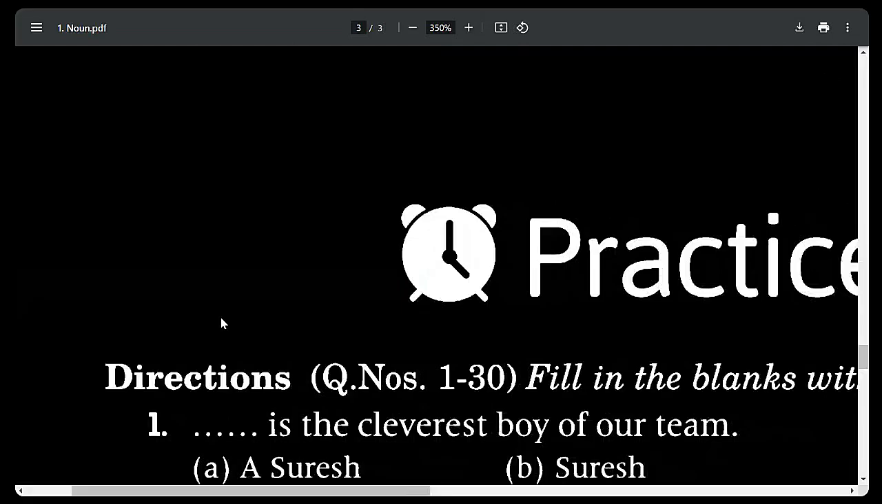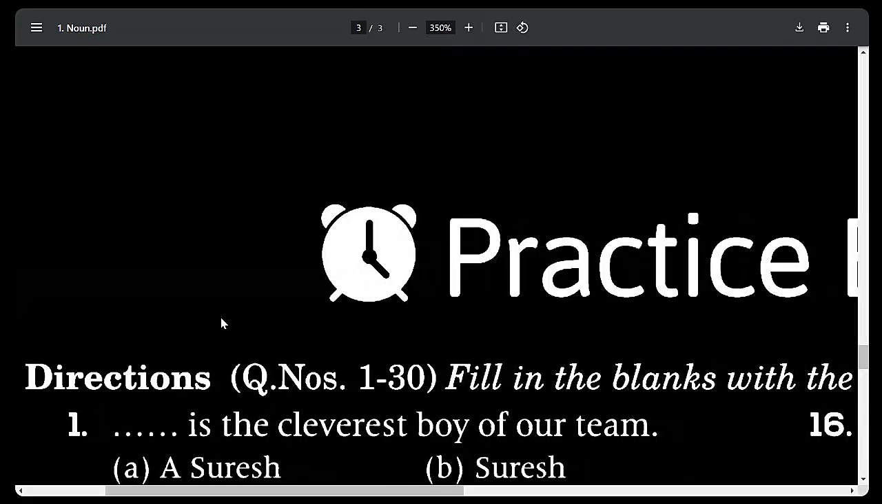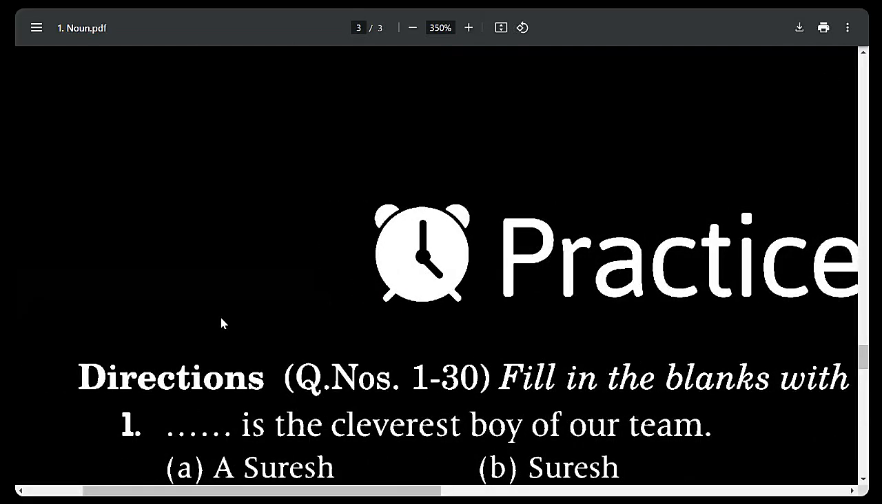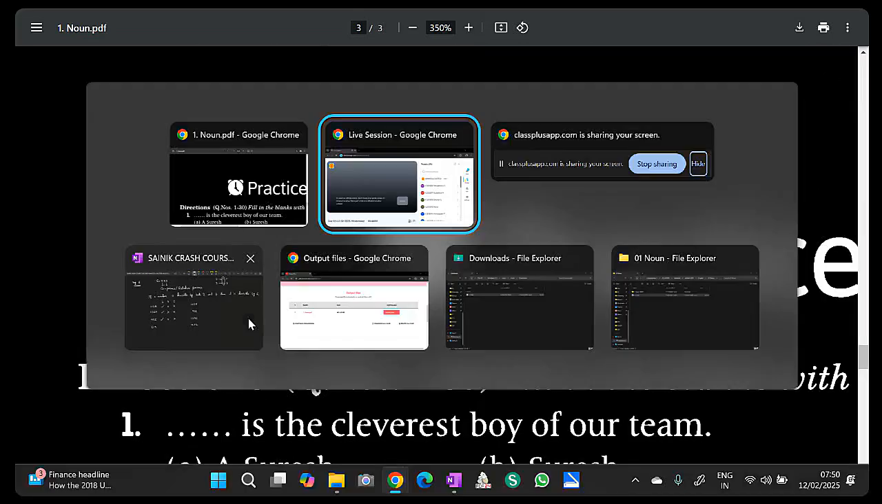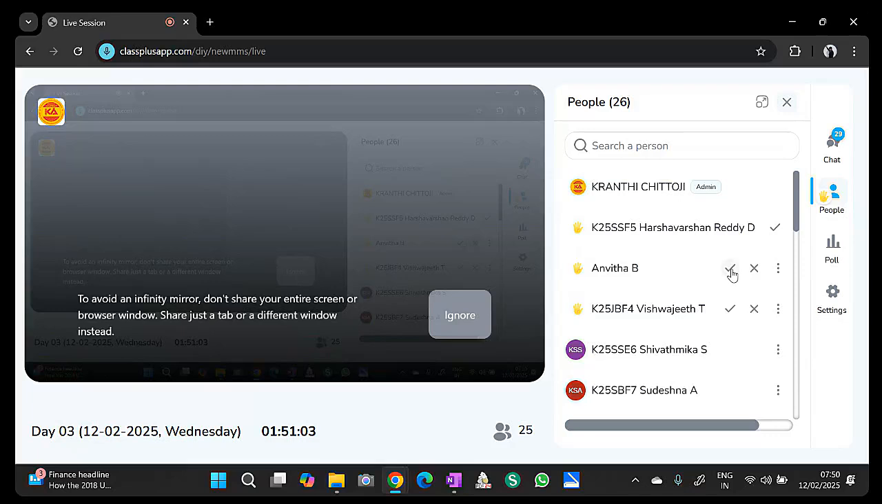Now there are some practice exercises you are going to answer. Before that, some other questions I'm going to give you. This practice exercise we will take tomorrow. So till now in this discussion, any doubt?